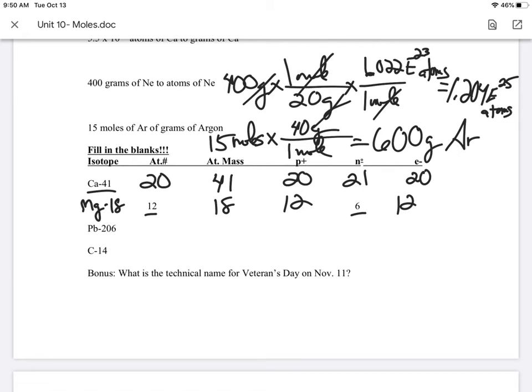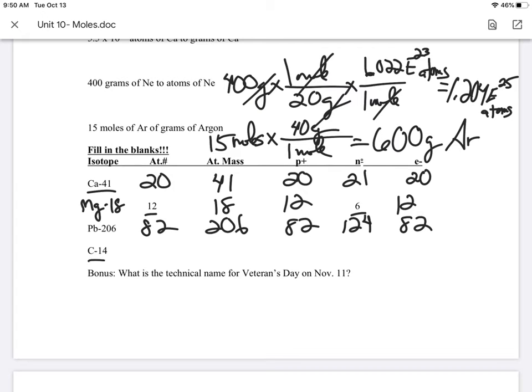Now we go to lead. Well, I know that lead has an atomic number of 82, which means 82 protons and 82 electrons. In this case, it has 206 for the mass. Well, when I take that 206, that gives me 124 neutrons.